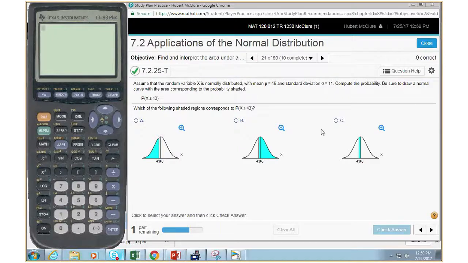All right, try this one. Mean of 46 and a standard deviation of 11. So you got to draw another picture.